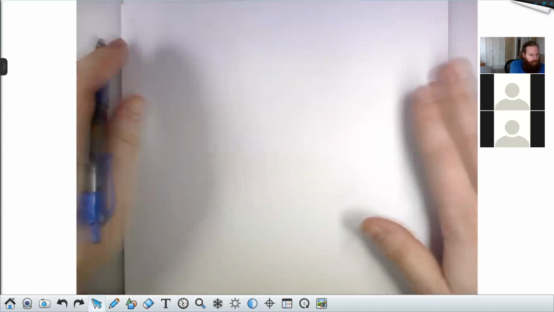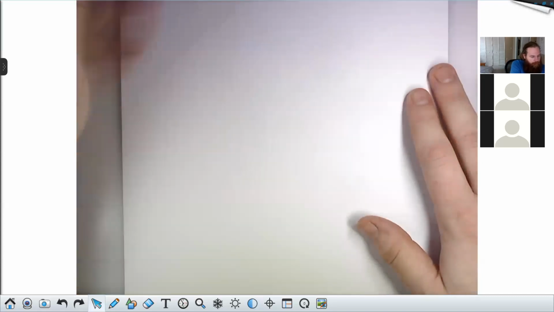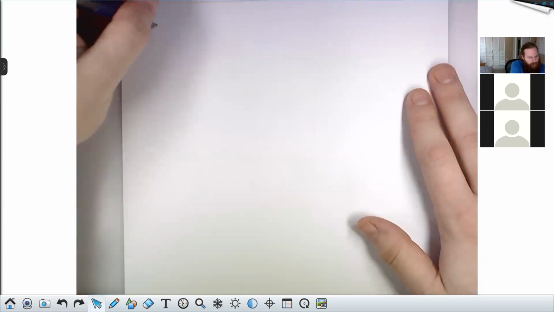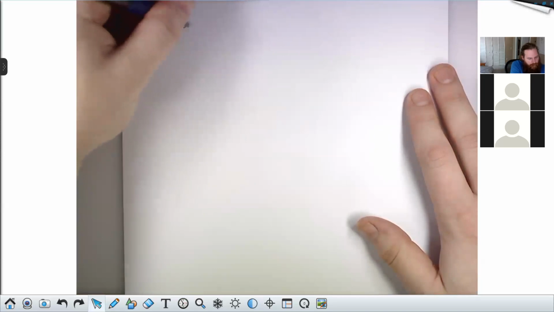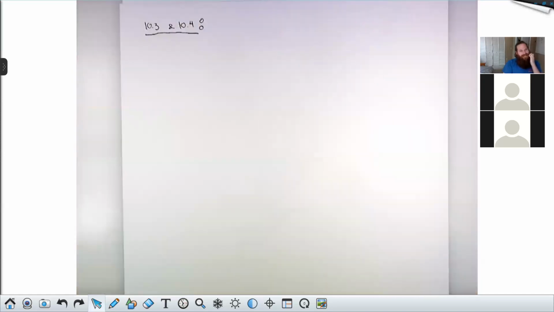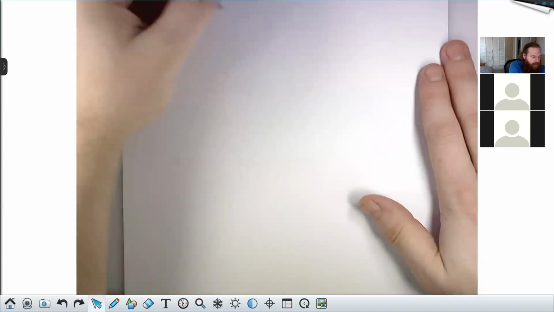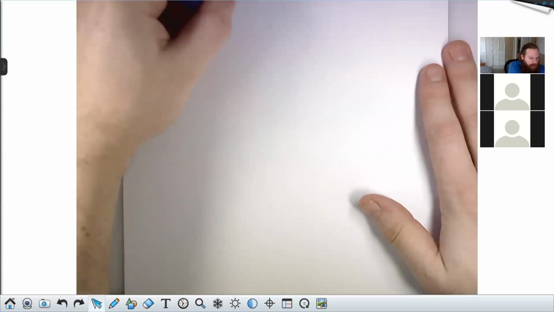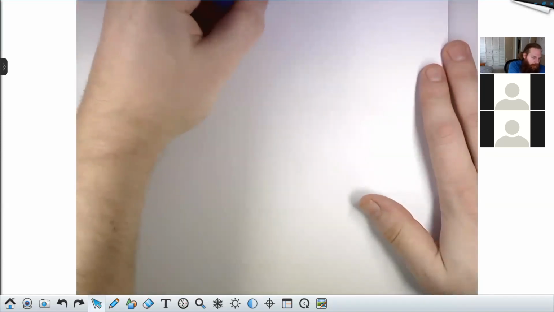So I want to talk now about 10.3 and 10.4. 10.3 is an intro to polar coordinates, which you all saw in trigonometry, but I know not everybody remembers. And then 10.4 is calculus with polar coordinates. So these two sections together are about polar coordinates.